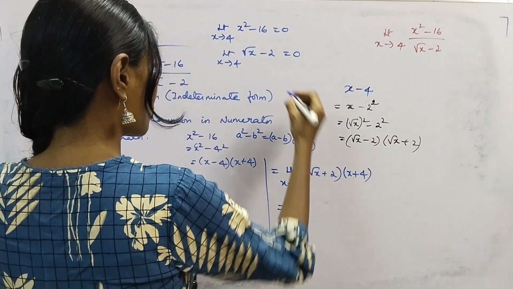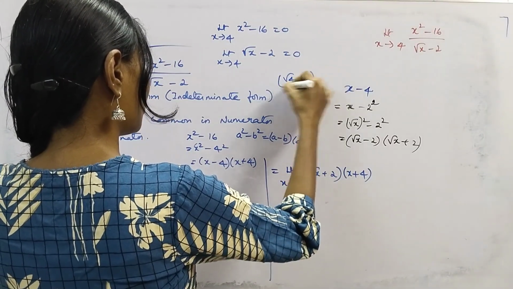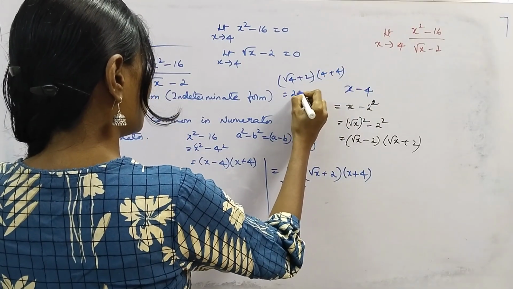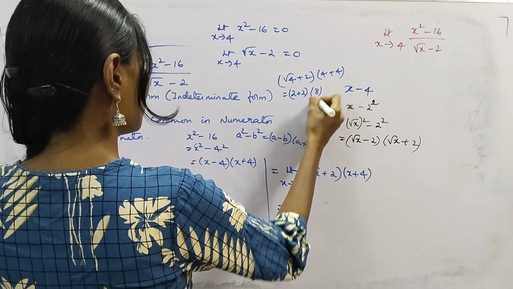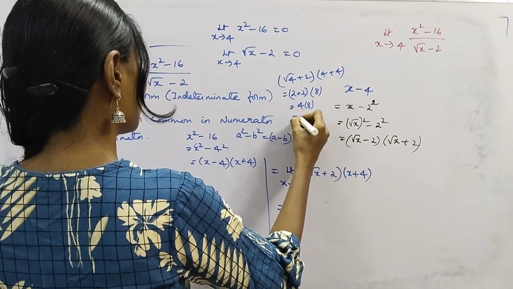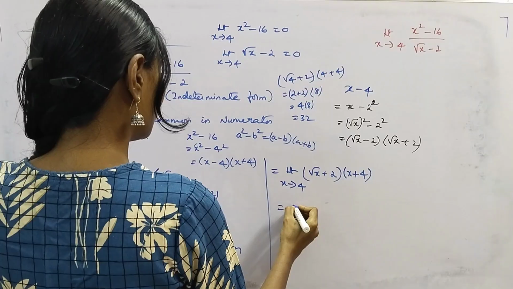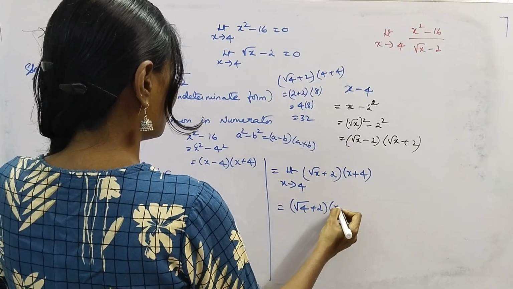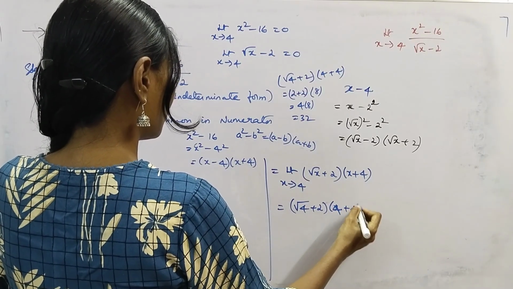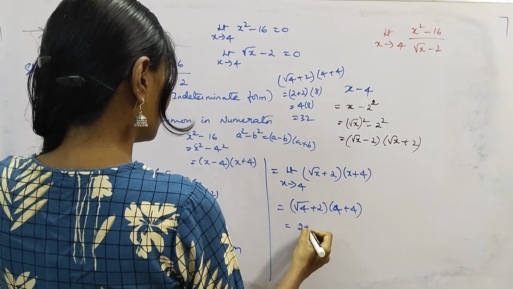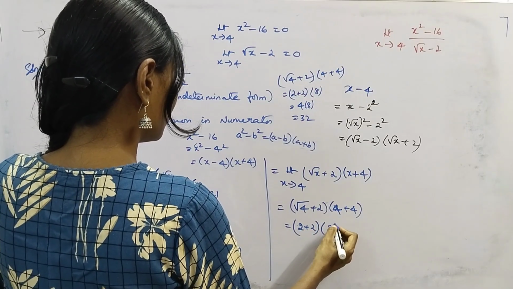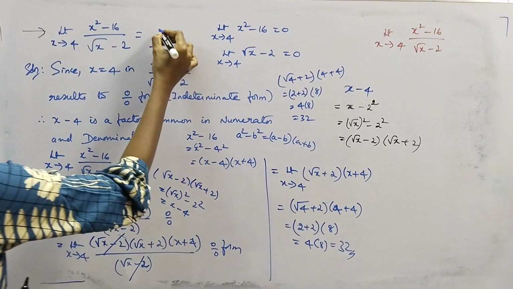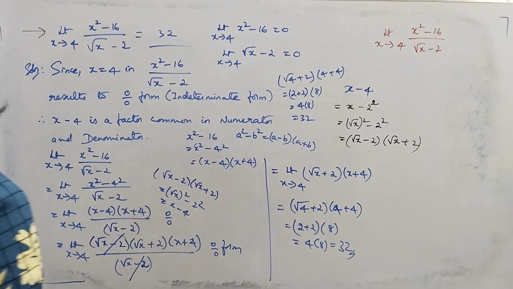Now we can use the direct substitution method. Substitute x equal to 4 in the expression. You'll get 2 plus 2 into 4 plus 4: 2 plus 2 is 4, 4 plus 4 is 8, and 8 fours are 32, right? So the limit of the expression as x tends to 4 is 32. Okay.